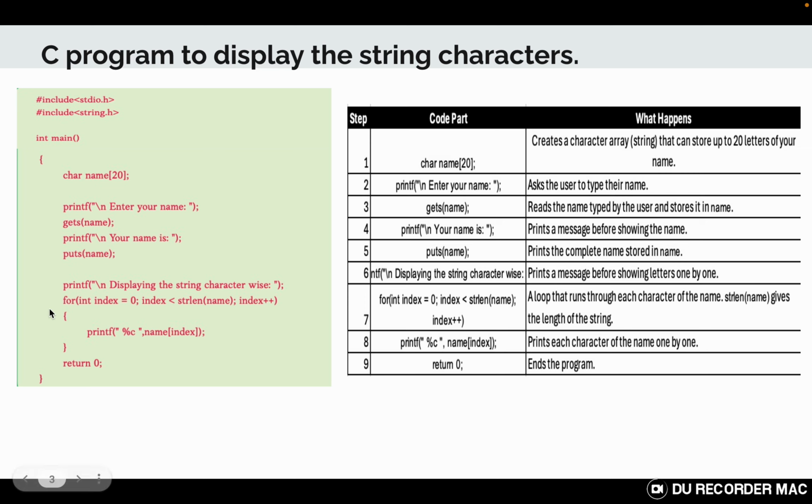Now this is the main part, where we start from the index 0 and then go to index less than string length, strlen(name), index plus plus. So strlen(name) will give you the length of the string. So in this case 1 2 3 4 5 6 7. So strlen(name) will be replaced with 7 here. So it will run from 0 to 6.